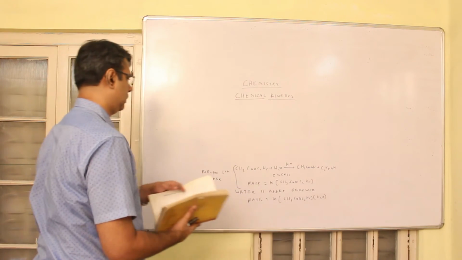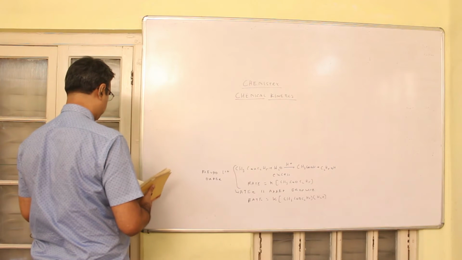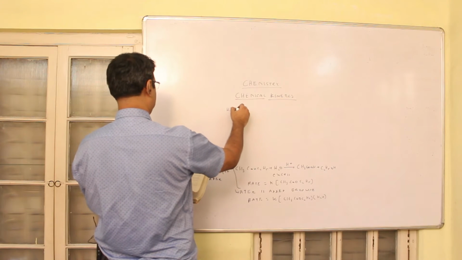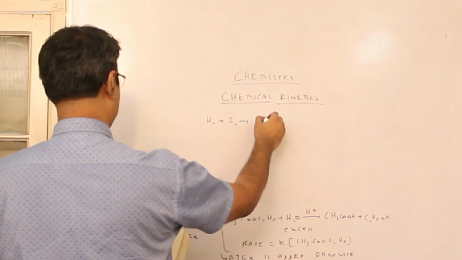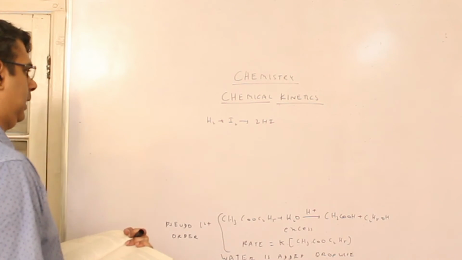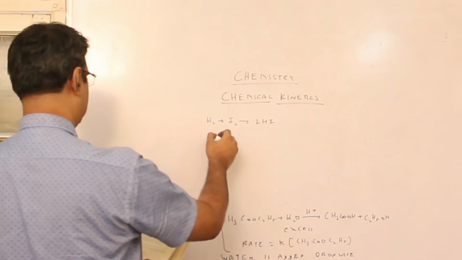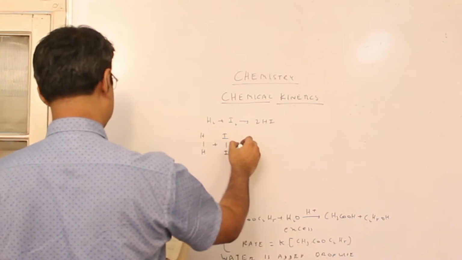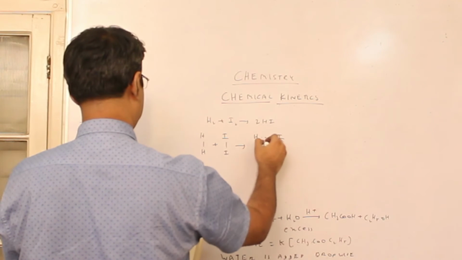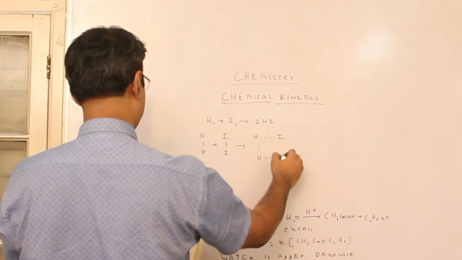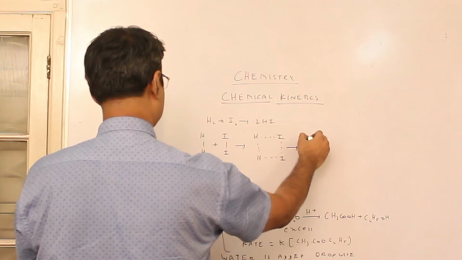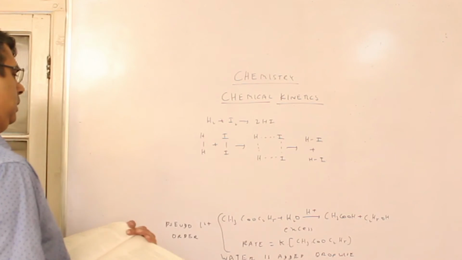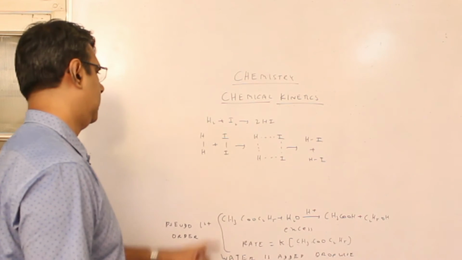Now, there was a talk about factors affecting rate of the reaction, and we had discussed that temperature plays a very important role. What happens is that normally in a reaction like H2 plus I2 equal to 2HI, you have H2 and I2 reacting with each other to give an intermediate like this. So H2 and I2 react with each other to give an intermediate.